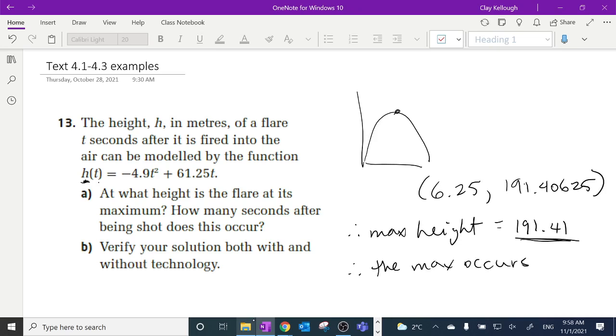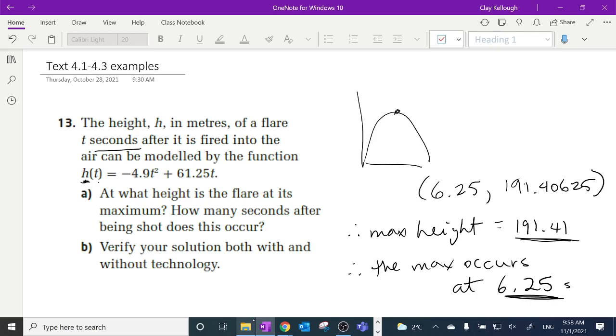And then, therefore, the maximum occurs at 6.25 seconds. Would make sense. I don't think you'd see a flare in the air for 6 minutes. So there we go. So there's the first one. That one's pretty easy. All I had to do is figure out how to graph it.